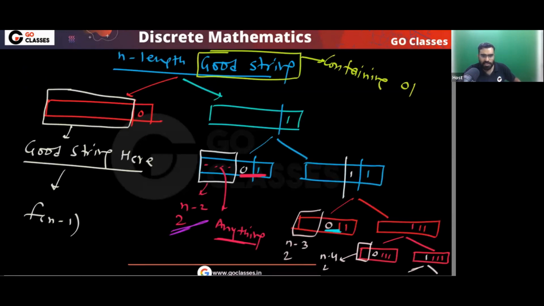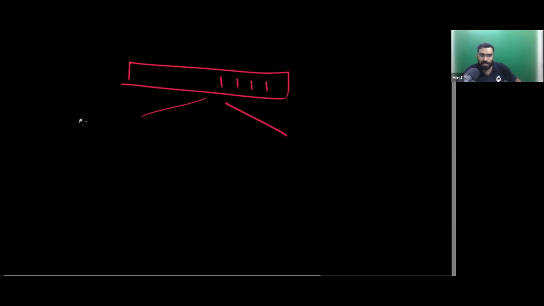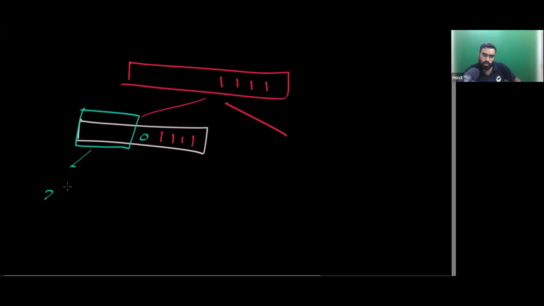When this will end means you are going like this. Whenever you have this 1, 1, 1, for example, if you have 4, 1, then again you are going like this. You already have 4, 1, 1. And if you have 0 here, then you can put anything here. So you will get 2 power n minus 5.